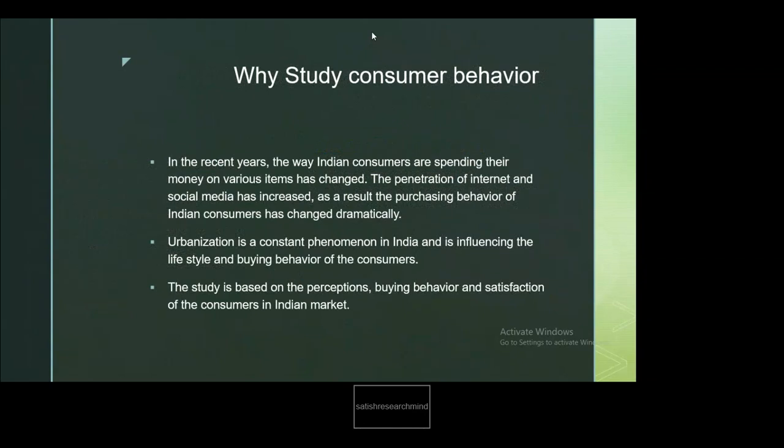Why study consumer behavior? These are three important aspects that come under consumer behavior. In recent years, the way Indian consumers spend their money on various items has changed. The penetration of the internet and social media has increased. As a result of purchasing power, Indian consumers have changed dramatically. These will be discussed one by one later.